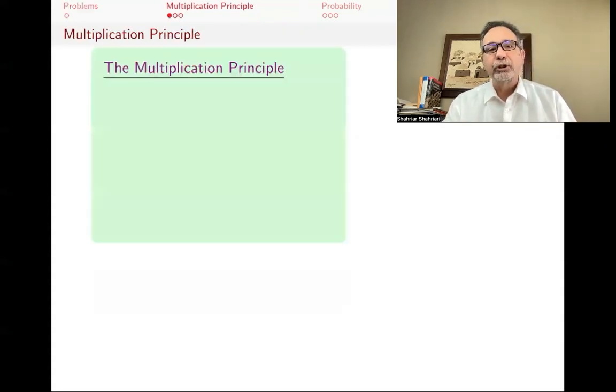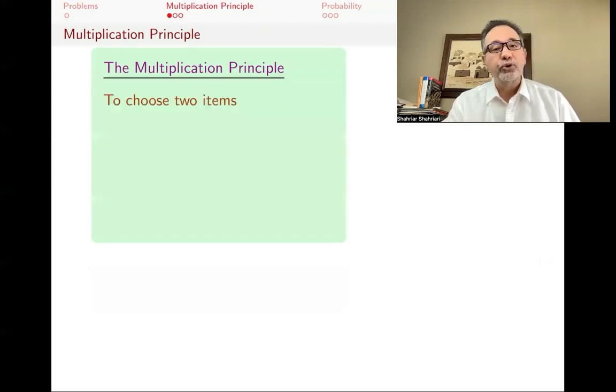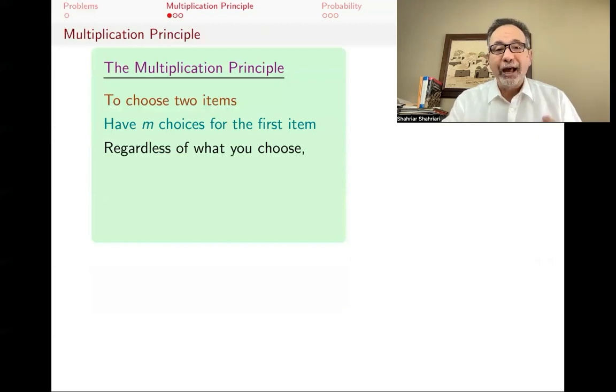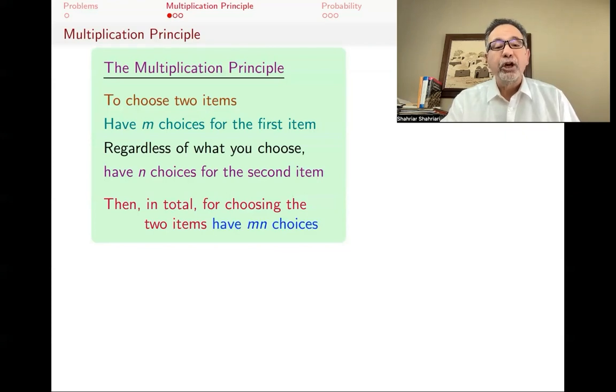Let me just tell you what the multiplication principle is. It's a very straightforward principle, and it's not even clear that it will have much use, but we use it quite often. What it says is that if you want to choose two items, and you have m choices for the first item, and regardless of what you choose, you have n choices for the second item, the n choices not being dependent on which choice you made for the first one, then in total, for choosing the two items, you will have m times n, mn choices.